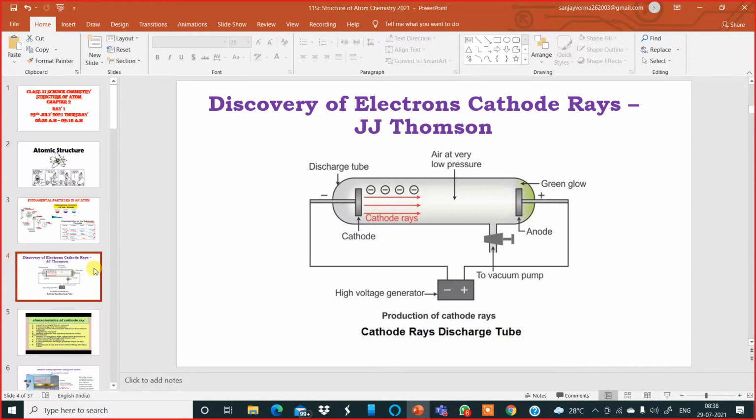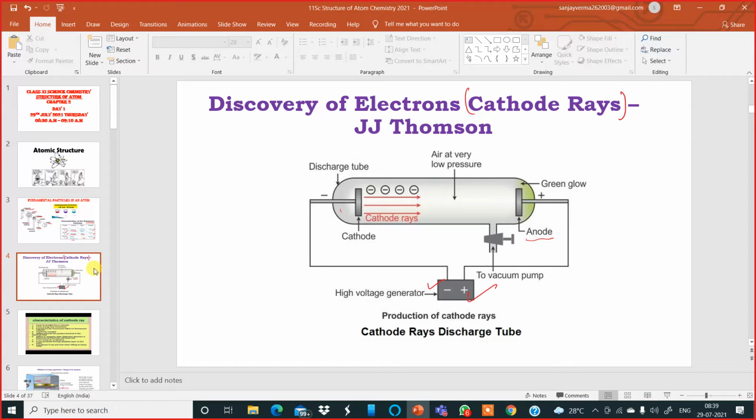Now moving further, the first thing that we are going to learn in slightly more detail is the discovery of electrons, which are also called cathode rays. This experiment was carried out by Sir J.J. Thomson, where there is a discharge tube connected to a vacuum pump to evacuate it and lower the pressure. There are electrodes. The anode is connected to the positive terminal of the battery. The cathode is connected to the negative terminal of the battery.